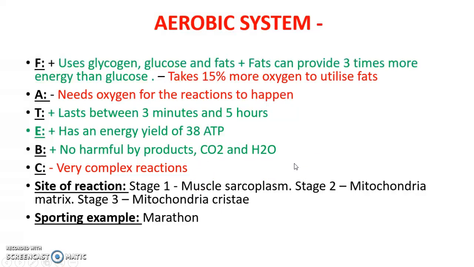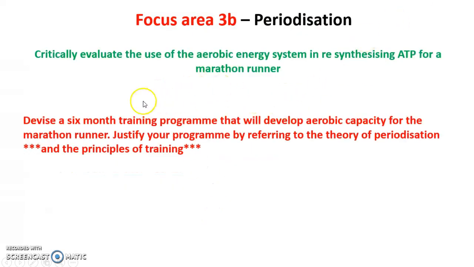And then the last C there, the complexity of reactions, is very complex reactions, which could be cited as a disadvantage. I put the key site there, supporting examples, and we can move on from there. If that's the aerobic system, then part 2 was looking at this idea of devising a 6-month training program. As soon as you see the word training program, that gives you the link that it would be linked to periodization. In this case, they've told you they want periodization, and therefore we know that periodization is going to be key.